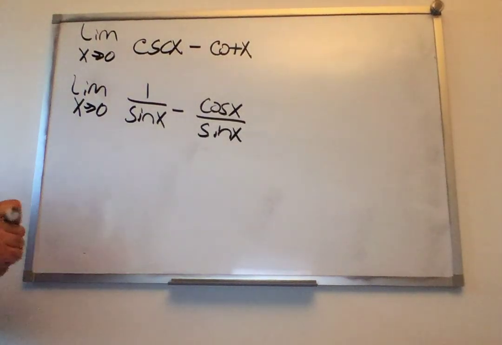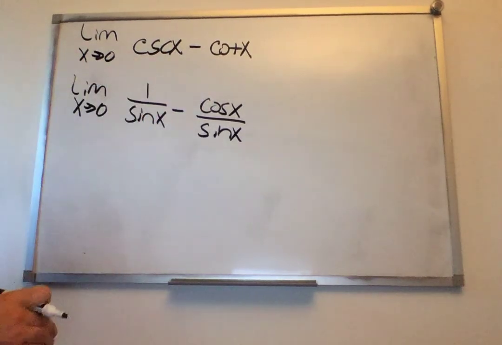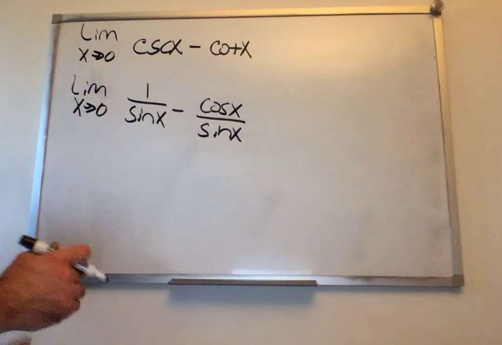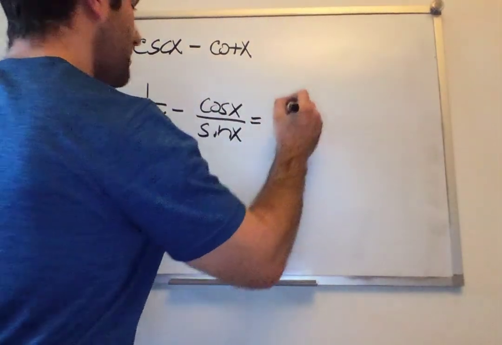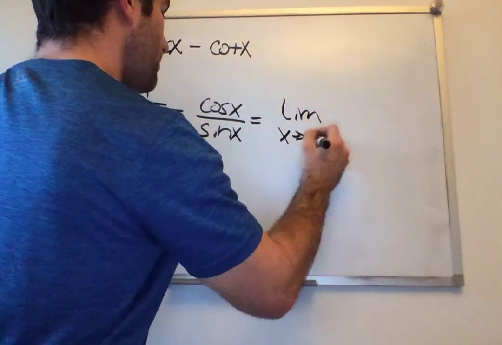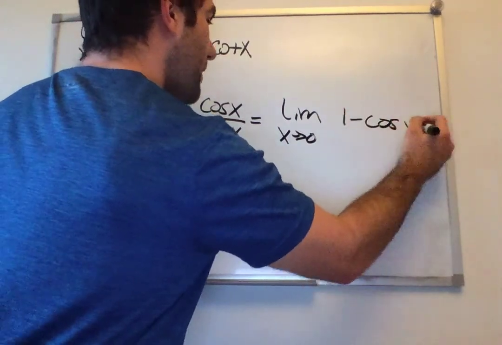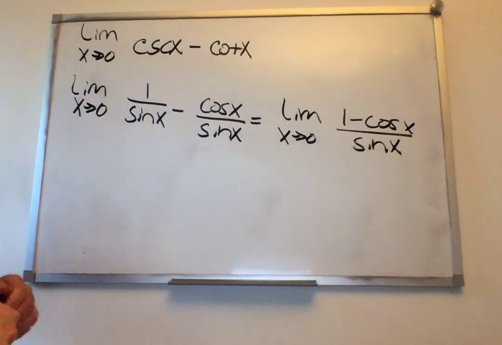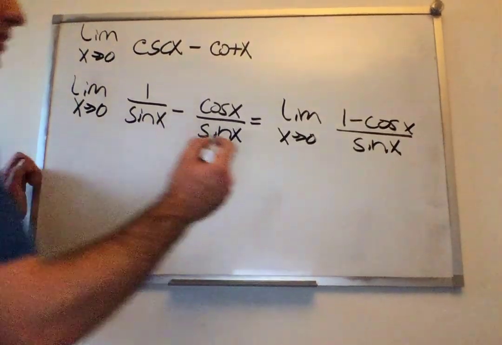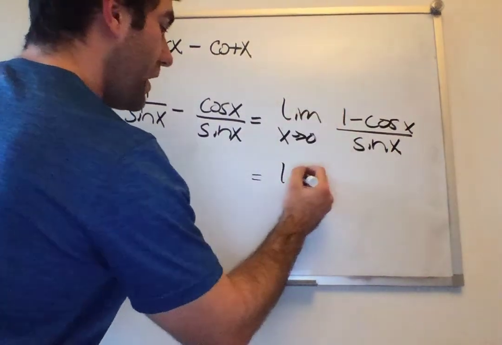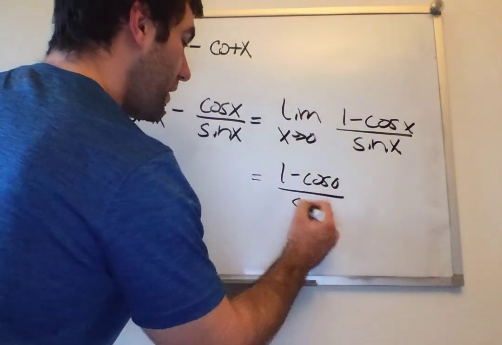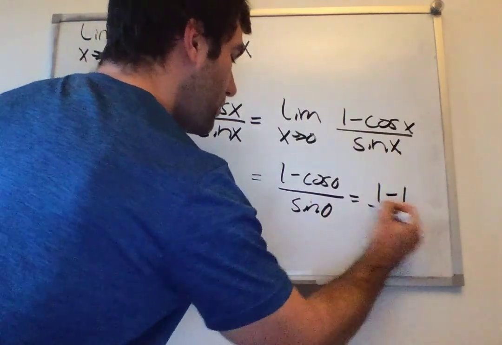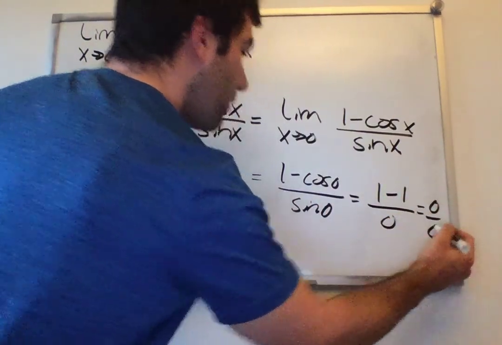So what I'm going to do is subtract these. I'm going to find the least common denominator and put them together. Luckily, they have the same denominator, so this is fairly simple. Limit as x goes to 0 of 1 minus cosine of x divided by sine of x. Now if we try evaluating the limit, we get 1 minus cosine of 0 divided by sine of 0, which is 1 minus 1 over 0, which is 0 over 0.